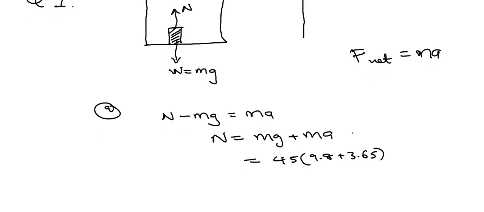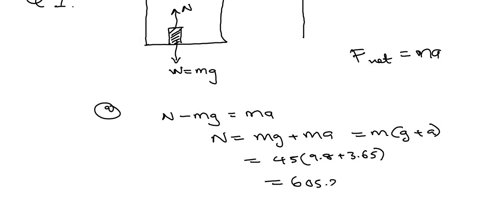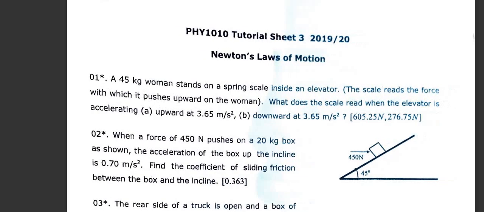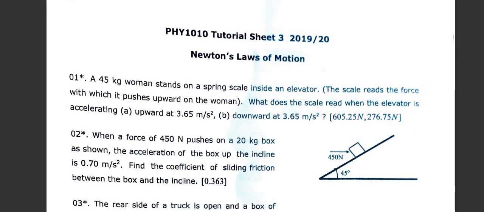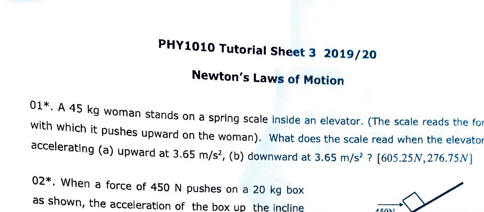So m is common, and I just factorized m here. It's the same as that. Then when you sum this up, according to my calculation, we're getting 605.25 newtons. That's the force that you're going to get, because the question is explicitly asking what the scale reads when the elevator is accelerating upward. So what will be the resultant force that the scale is going to read? That's what we are interested in.